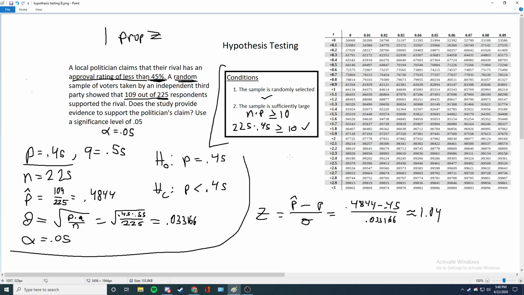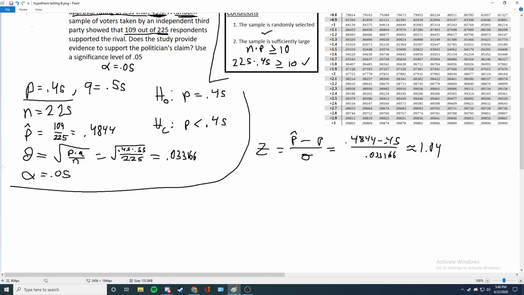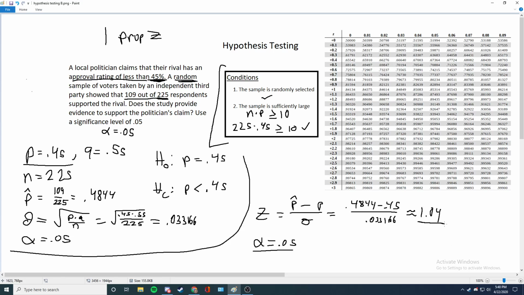Now that we have the z value, remember we have two different ways of solving this problem. We can either do the p-value method or the z method. The first one I'm going to do is the p-value, since we were given our alpha at the beginning as 0.05. We're looking for a p-value of less than that in order to reject. So let's find the p-value that corresponds with our z here. We've got 1.04, so let's go to 1.0 and then all the way over to 4, and this is our p-value.